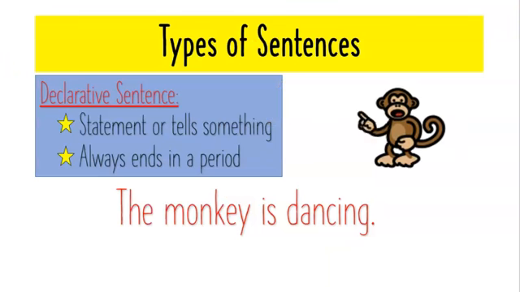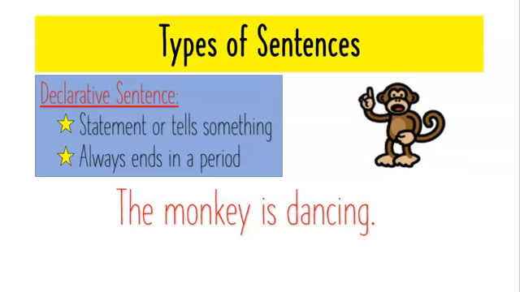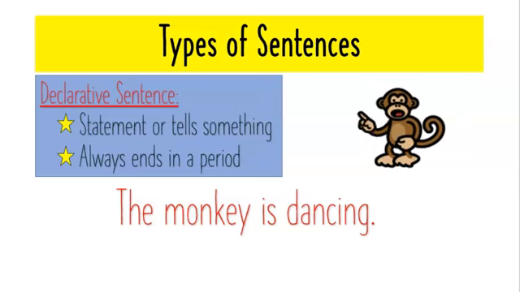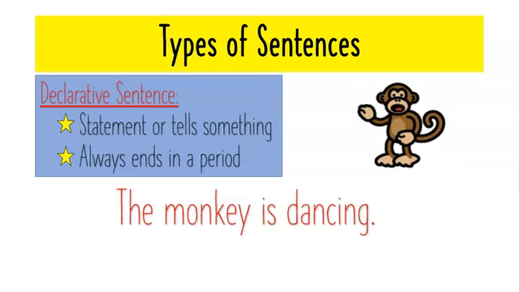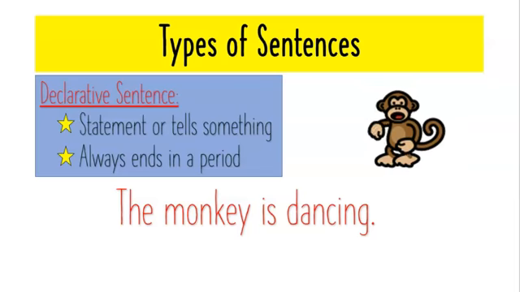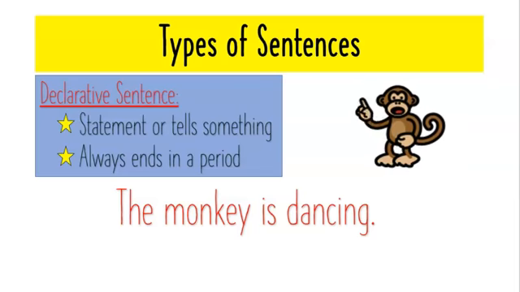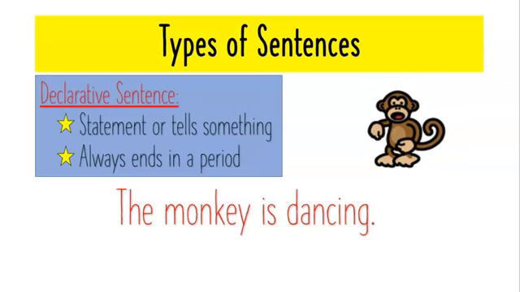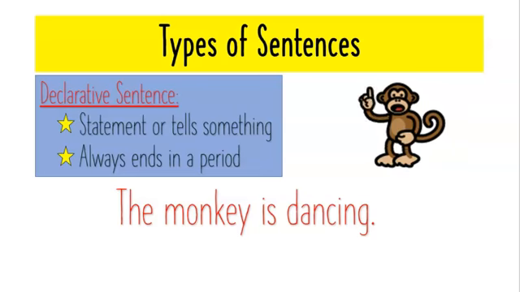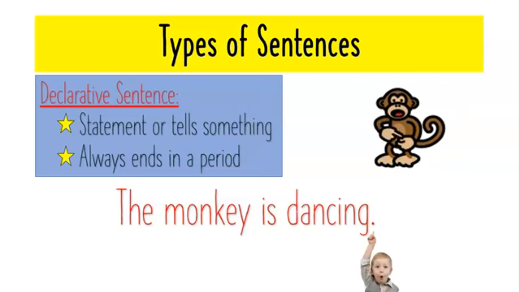But if you're feeling like this, then let's go ahead and continue with this lesson. Last lesson, we learned that a declarative sentence is a statement, or it tells us something, and it always ends in a period. The sentence says, "The monkey is dancing." This is a declarative sentence because it's telling us what the monkey is doing, and it ends in a period.